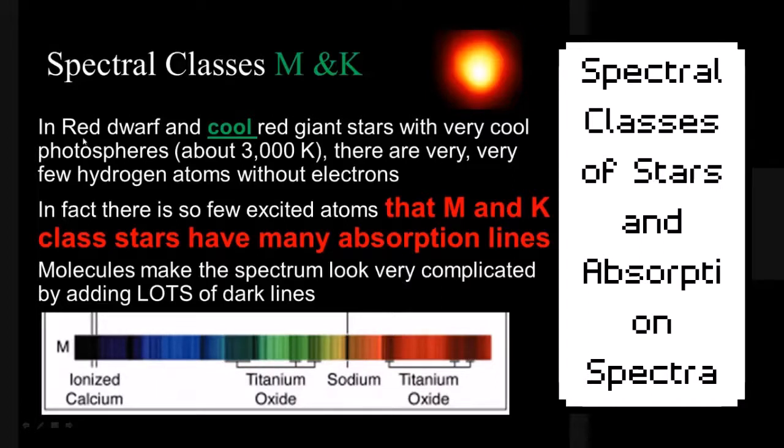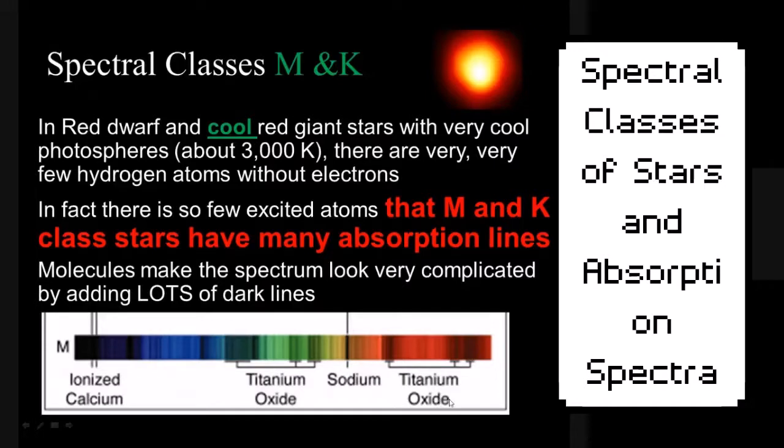So what's going on there? Well, M class stars, they're red dwarfs. They're really, really cold on their photosphere. It's about 3,000 Kelvin for the cooler ones. So they're not really hot. And because of that, there's a lot of elements that are going to be absorbing light. There's going to be a lot of elements that are gases, and gases can absorb light.